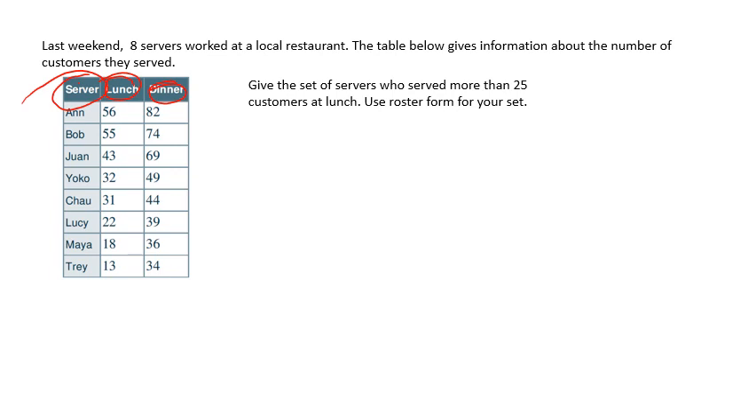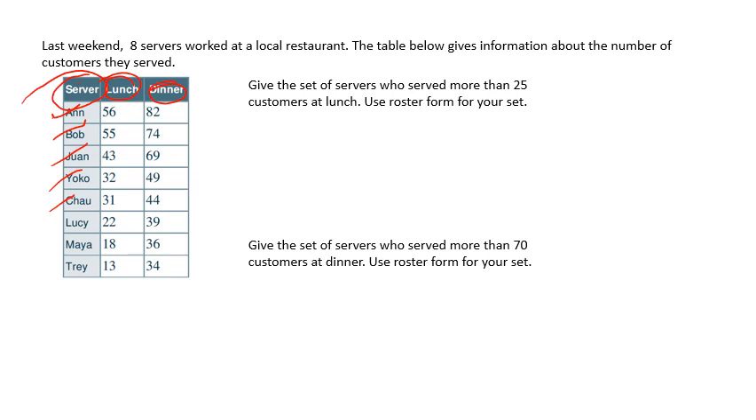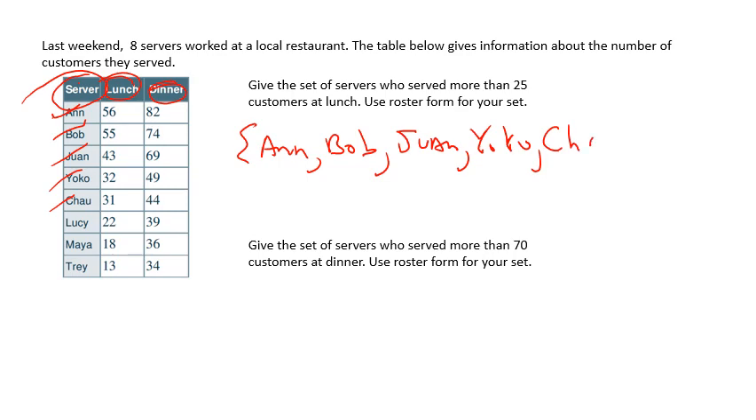Well, if you think about it, Ann served more than 25. Bob did. Juan did. Yoko did. Chow did. Lucy did not. Maya did not. And Trey did not. So our set would consist of, well, I didn't put it down there, but here it is: Ann, Bob, Juan, Yoko, Chow. And there is my set with some of the worst looking curly braces you can imagine, right?